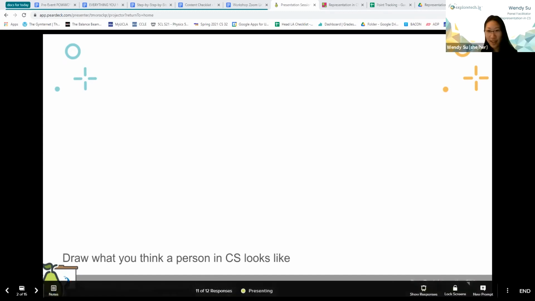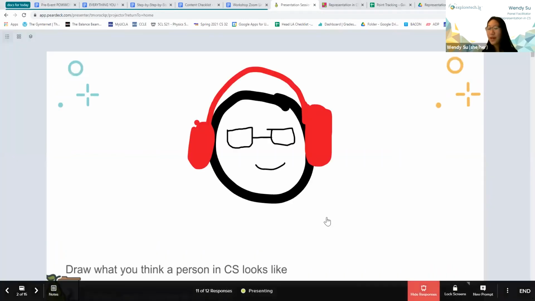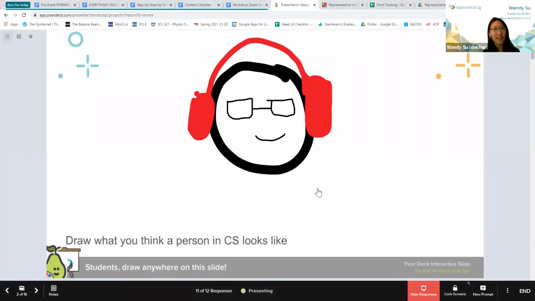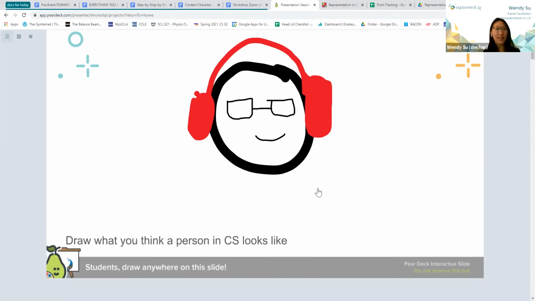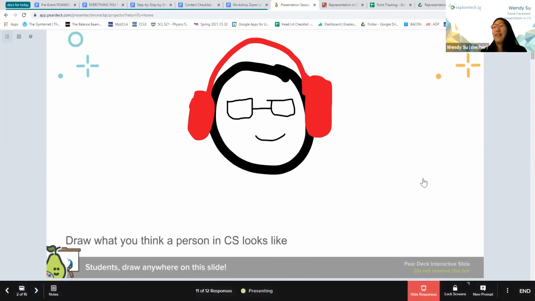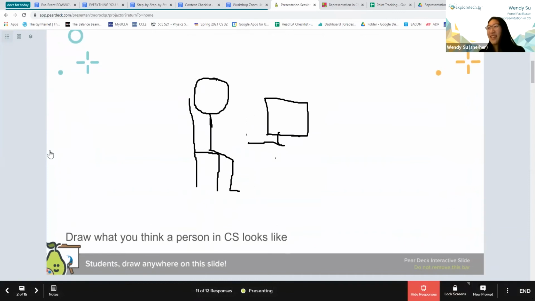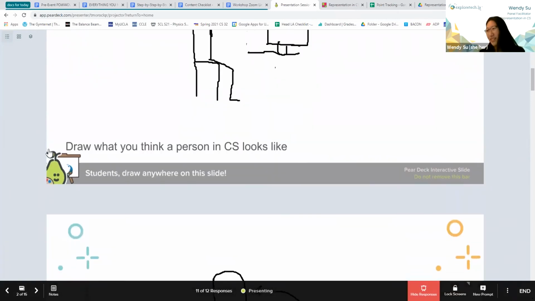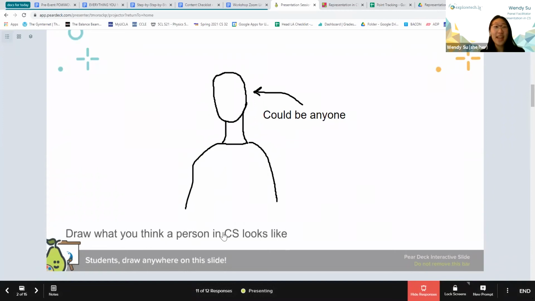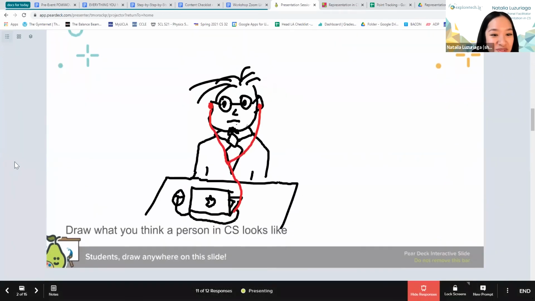Now that we are a little bit on our way with drawing, let's take a look at what you all have so far. Feel free to keep drawing and making these amazing drawings. Right here we have a person, some headphones, some glasses. I have glasses too. I see a person at a desk with a computer. Absolutely, could be anyone. I love that. I see a common trend with the red headphones.